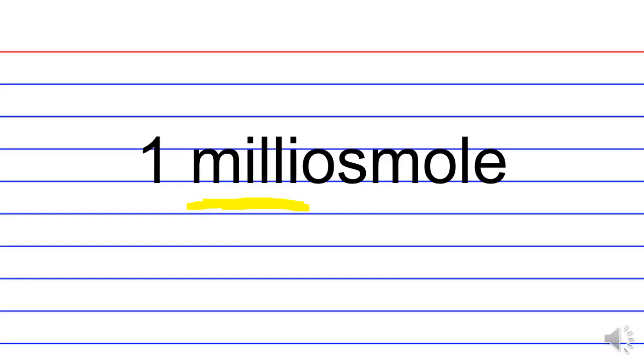So that would be 1 divided by 1000 for those of you who like to view fractions, or 0.001. So you would multiply the amount by either 1/1000th.